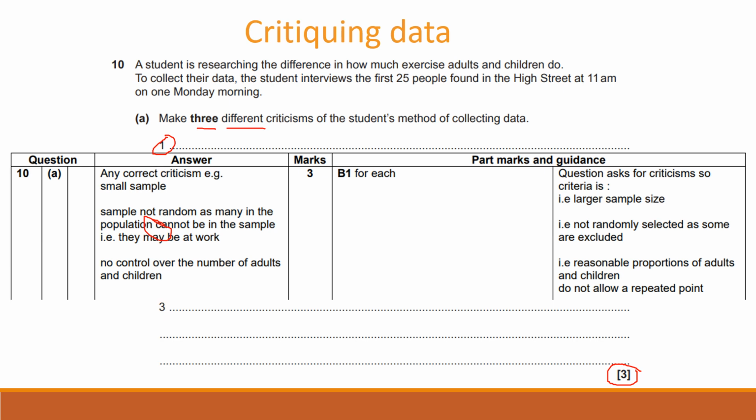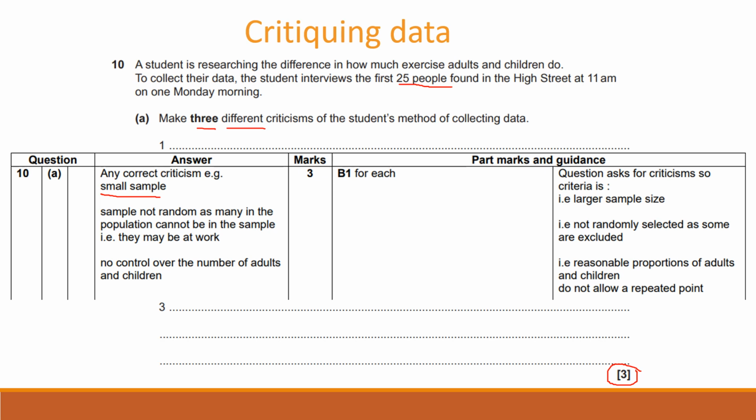So the 3 reasons that we've got from the mark scheme, or the ones they're using, are looking at any correct criticism. Now the first thing is that it is a small sample. What that means by a small sample is that 25 people were asked. 25 people is classed as a small sample. Anything under 30 is classed as a small sample. So to get better results we should be using a sample greater than 30. So that was your first method mark.